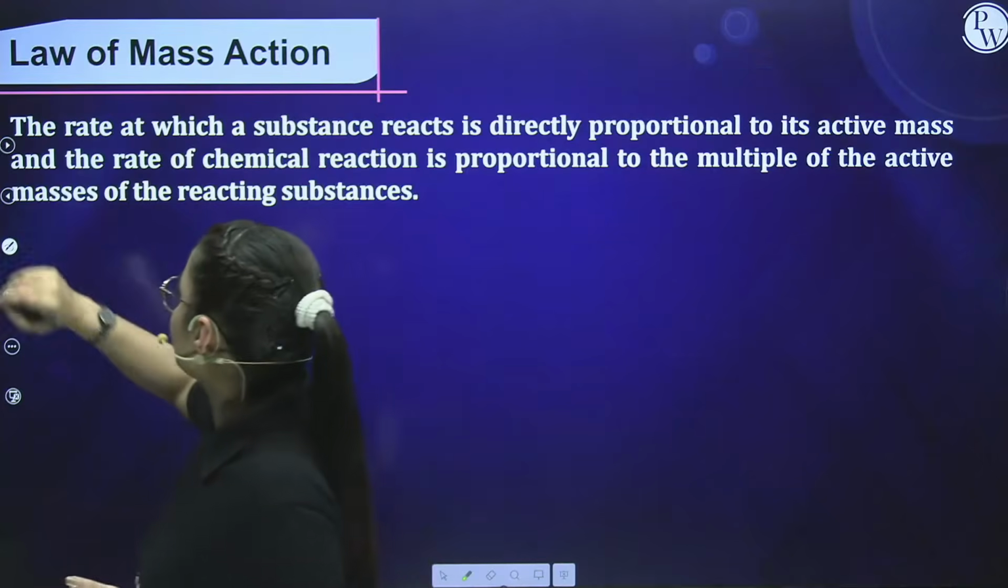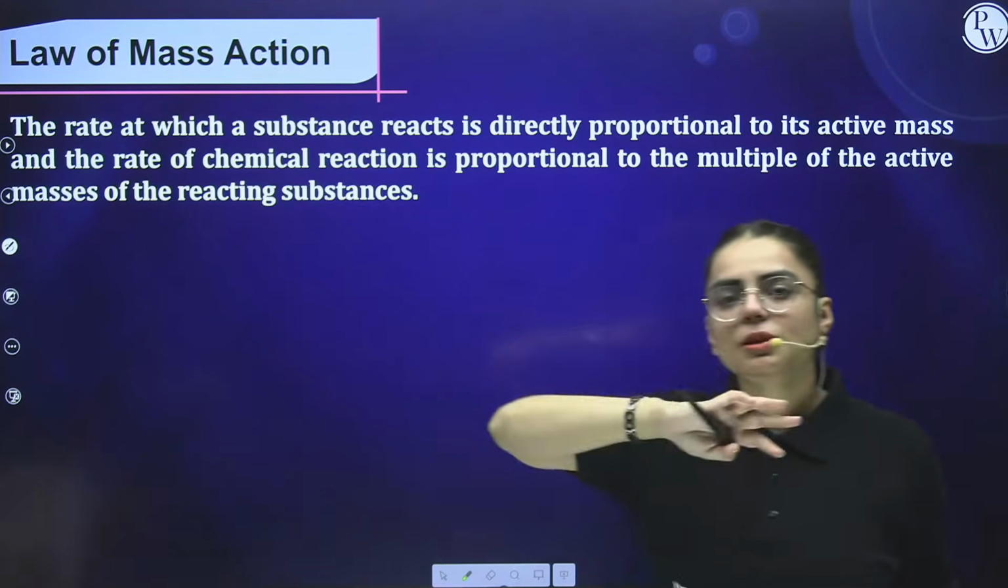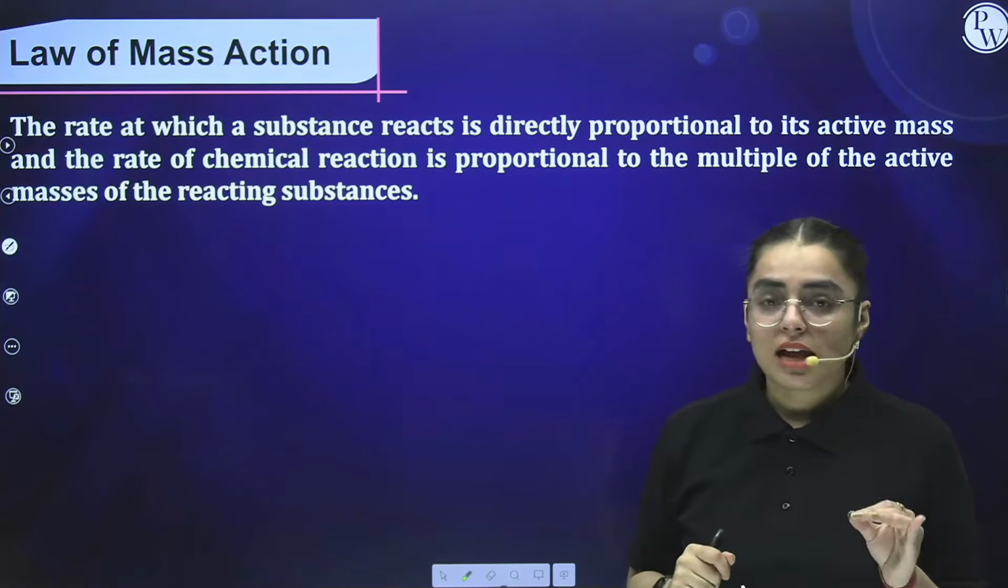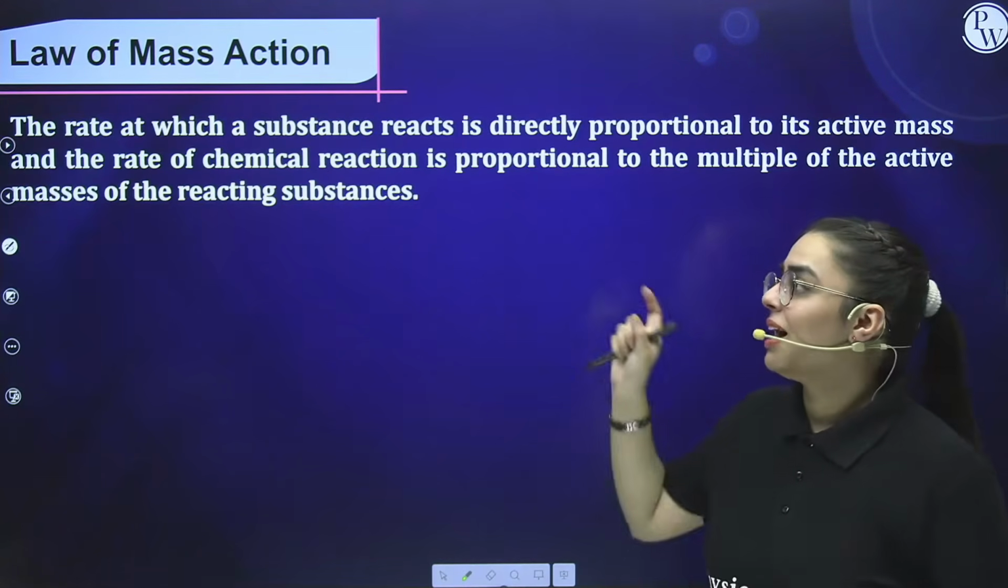Now you can easily differentiate between the irreversible one and the reversible one. Now comes the most important topic of your class today, that is the law of mass action.